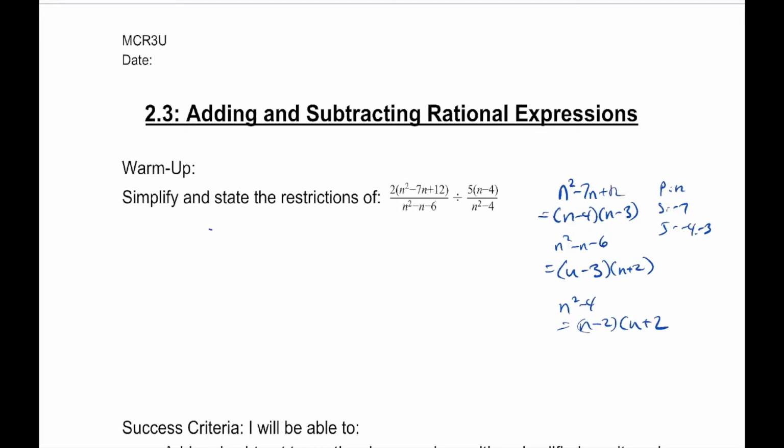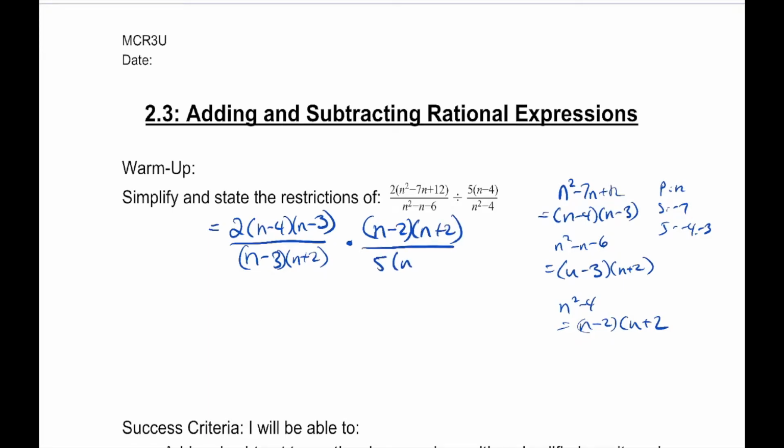We will just do it down here. This is equal to 2 times (n minus 4)(n minus 3) divided by (n minus 3)(n plus 2). And since I'm dividing by a fraction, I'm just going to multiply by the reciprocal, so I'll make that the next step as well, as well as rewriting my expressions in factored form. So it's going to be over 5(n minus 4).